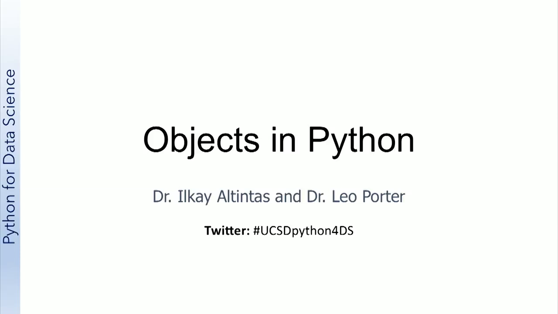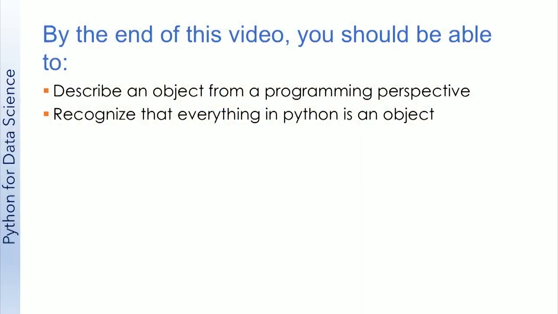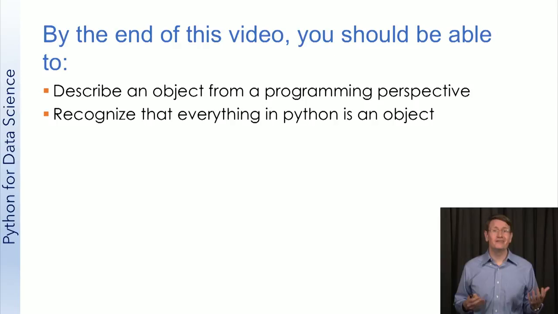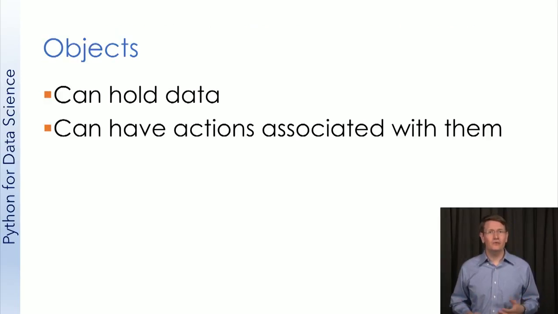In the last video, we started seeing how variables work in Python. In this video, we'll start working with objects. By the end of this video, you should be comfortable with the notion that everything in Python is an object. Well, what do we mean by objects? Well, in programming, an object is something that can hold data and often has methods associated with it.